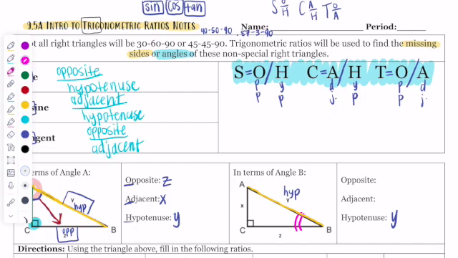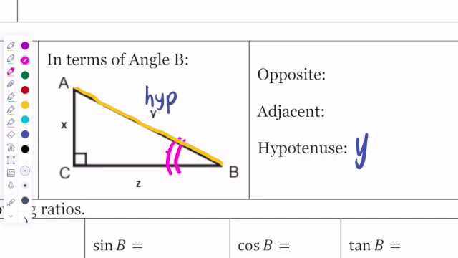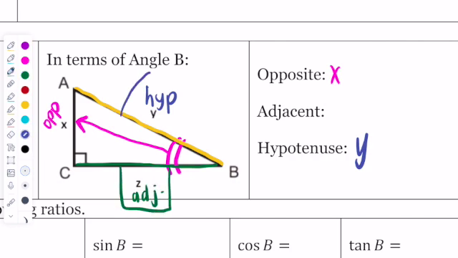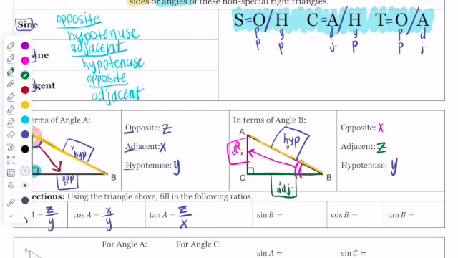But what switches? The opposite and the adjacent are going to flip-flop, because when you zoom into this triangle and ask what side lies opposite, that is going to be letter X now. And then your adjacent is going to be the one that's touching it, but it is not the hypotenuse. So we have our adjacent and our hypotenuse still framing the angle. The opposite is still on that opposite side, but they interchanged. You can see that before it went Z, X, and then Y, and now it's X, Z, and then Y. So the hypotenuse stayed the same.